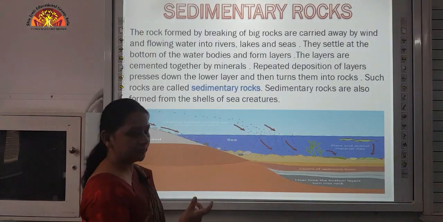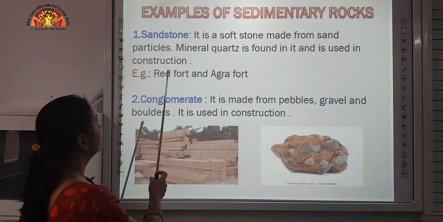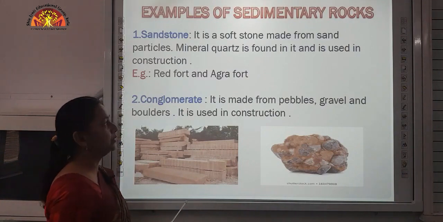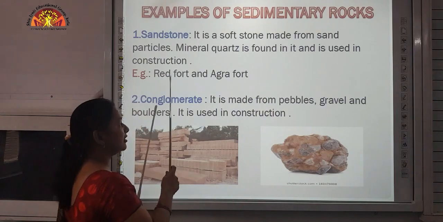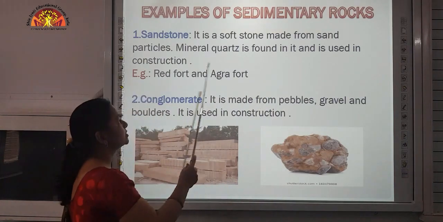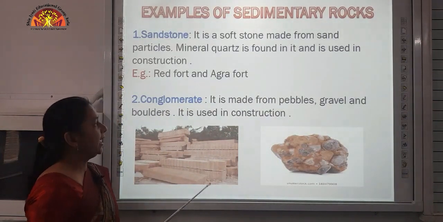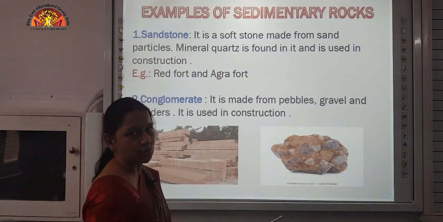Now we are going to take up the examples of sedimentary rocks. The first one is sandstone. This is a soft stone and it is formed from sand particles. The mineral which is rich in this rock is quartz, and this rock is used in construction like the Red Fort in Delhi and Agra Fort in Agra. They are made up of this rock, sandstone.